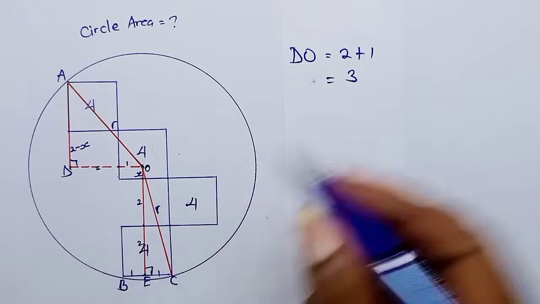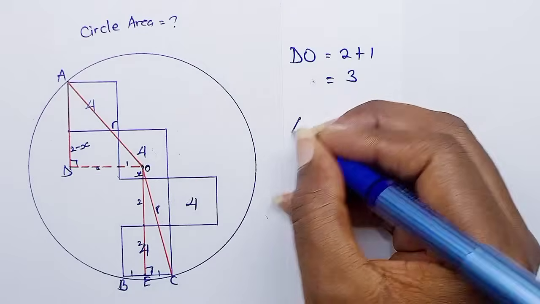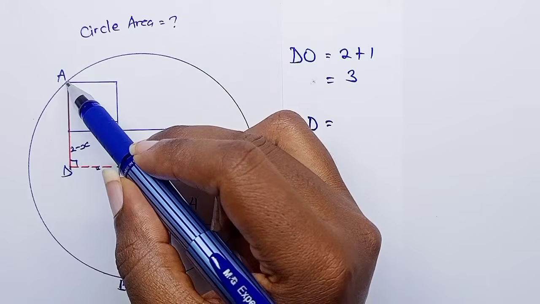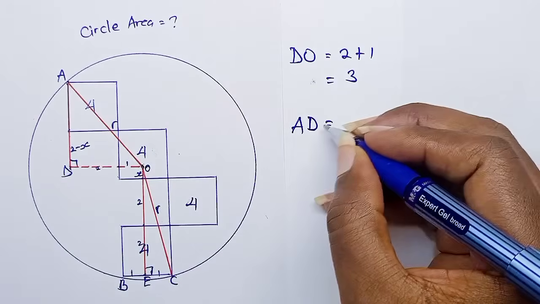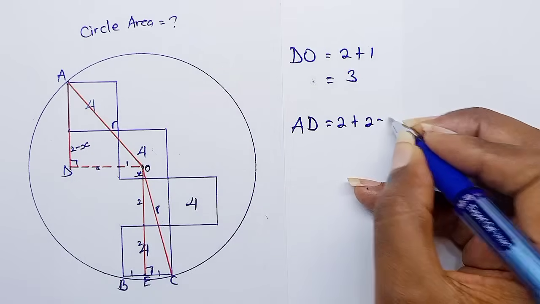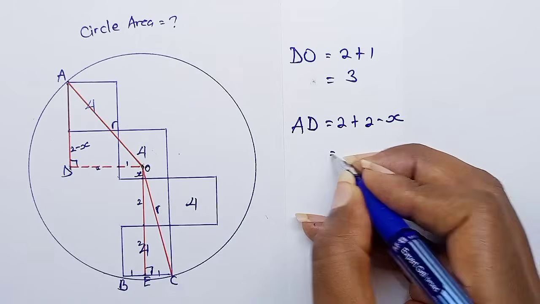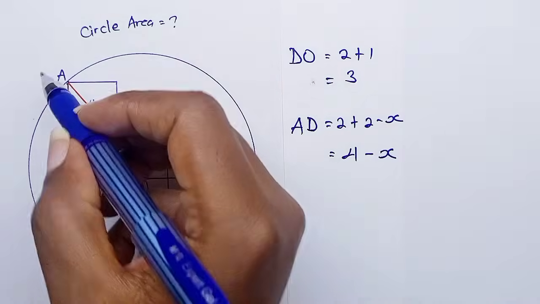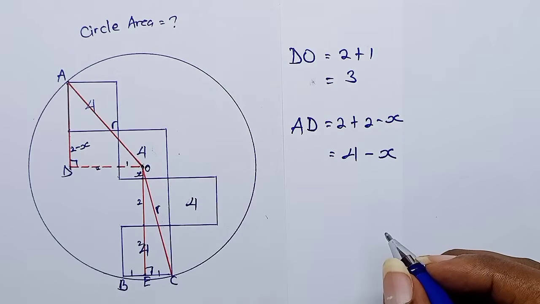Hope we are together. Therefore, this implies that AD is equal to, since from here to here is a full square, from here to here is 2, so AD is equal to 2 plus 2 minus x, which is equal to 2 plus 2 is 4, so 4 minus x. Therefore, AD is 4 minus x.